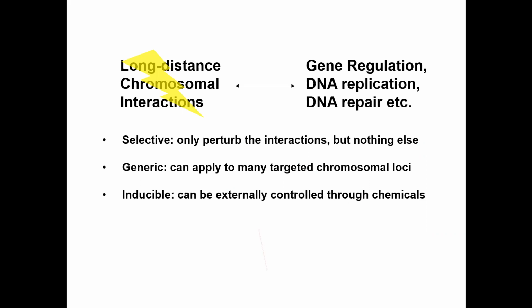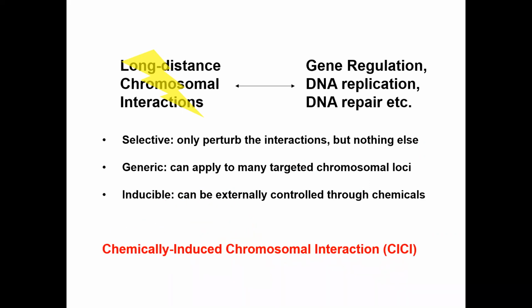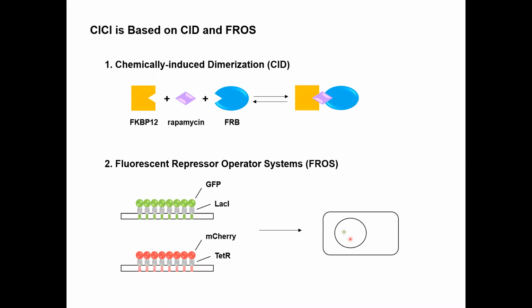So we came up with a method called chemically induced chromosomal interaction, CICI. CICI is based on two existing techniques. One is called chemically induced dimerization, CID. Here we're using the classical CID proteins, FKBP12 and FRB. They normally do not interact very strongly with each other, but in the presence of the inducer rapamycin, they bind to each other very strongly. Another thing that we used is the fluorescent repressor operator system, FROS.